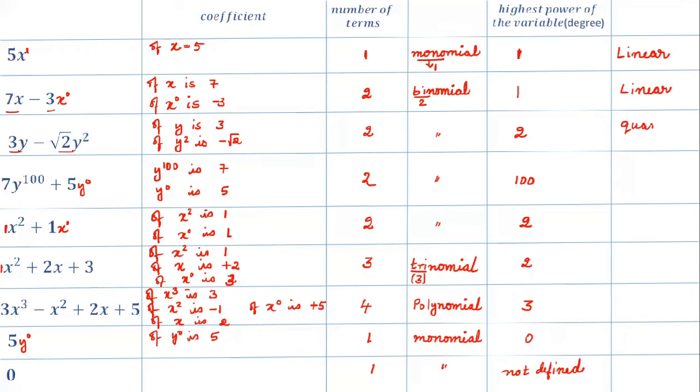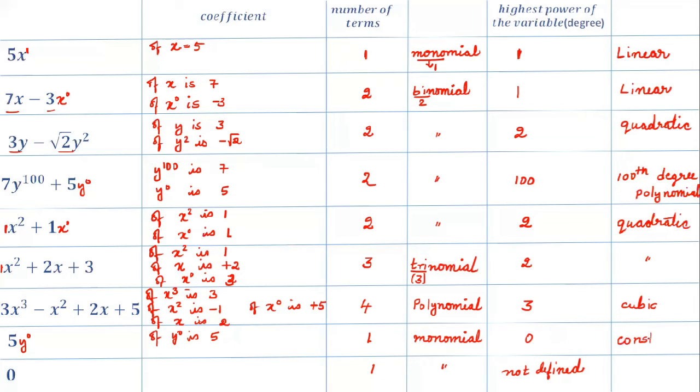Polynomial with degree 1 is called linear polynomial. Polynomial with degree 2 is called quadratic polynomial. Polynomial with degree 100 can be called 100th degree polynomial. Polynomials with degree 1, 2 and 3 have specific names. After that, we call them according to their degree. Polynomial with degree 3 is called cubic polynomial.